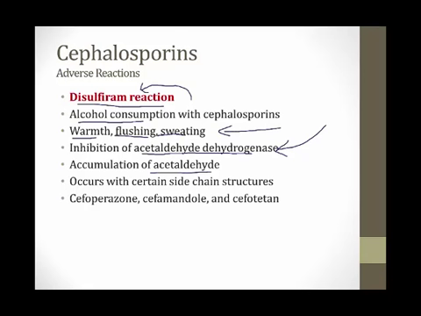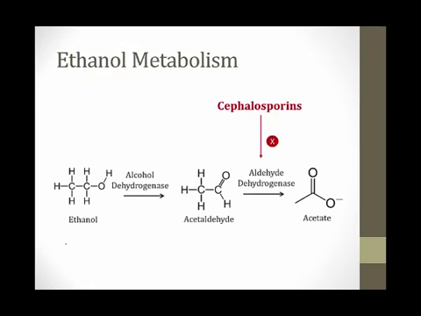This only occurs with some cephalosporins that have certain side chain structures. The ones that are commonly associated with it are written at the bottom of this slide. And finally, here's a slide from the biochemistry section showing the metabolism of ethanol in the liver. Ethanol is metabolized to acetaldehyde and then to acetate. The enzyme that catalyzes the final step is aldehyde dehydrogenase. This enzyme is inhibited by the drug disulfiram, which is given to alcoholics to discourage them from drinking. It's also inhibited by some cephalosporins, and that leads to the disulfiram reaction caused by high levels of acetaldehyde. And that concludes our module on beta lactams.